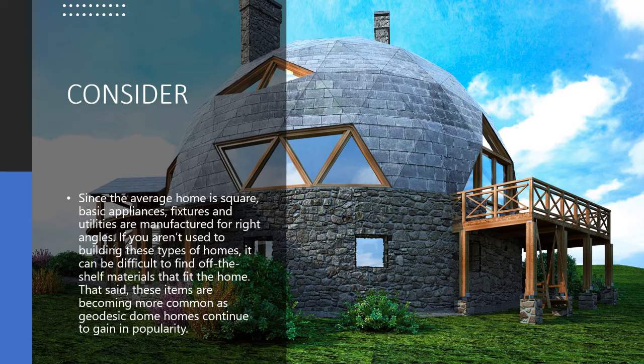Second, they are extremely energy efficient. Geodesic domes promote more efficient air circulation and keep temperatures even throughout the structure. This can make them 2 to 4 times more energy efficient than traditional homes. These homes insulate very efficiently due to their unique shape.